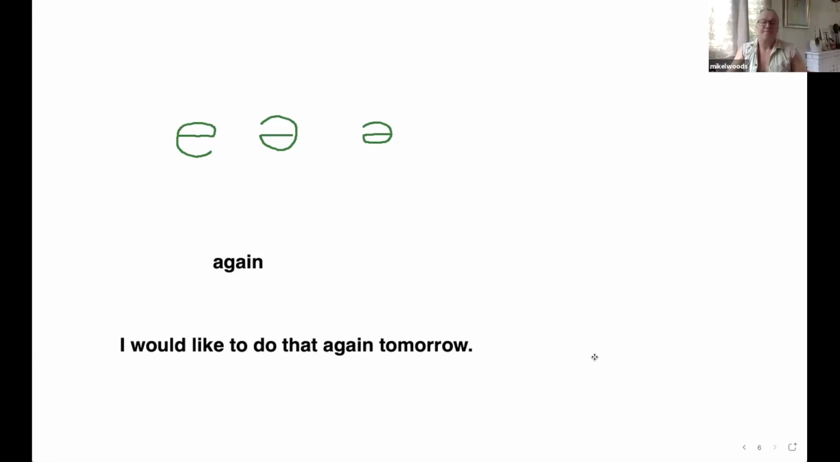Excellent. I could hear a schwa when Mikkel said "again". He didn't say "again" with a full vowel, he said "again" with a schwa. So I'm going to get someone else to come on and say the sentence, and I want you to be listening and see if you can tell that when we speak naturally, we say "again". Danielle, could you come on and just say that sentence, please? I would like to do that again tomorrow.